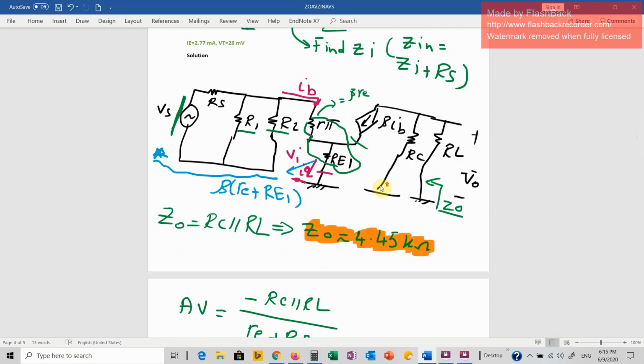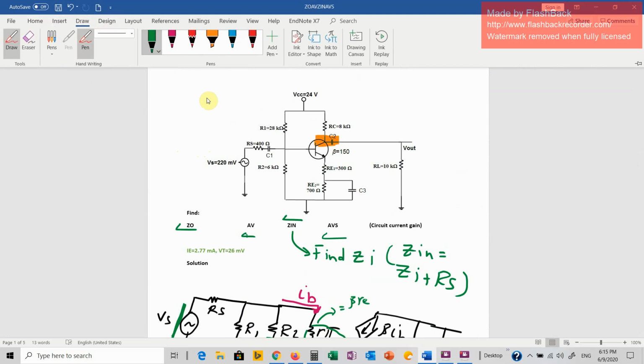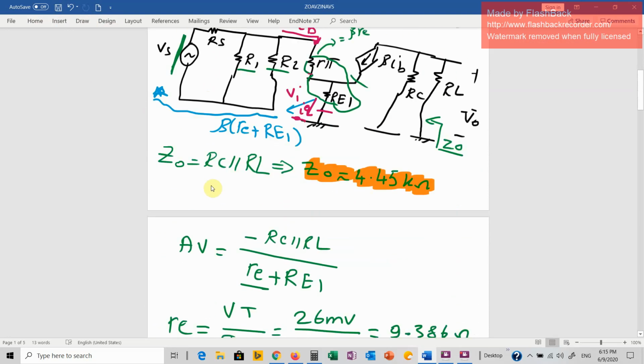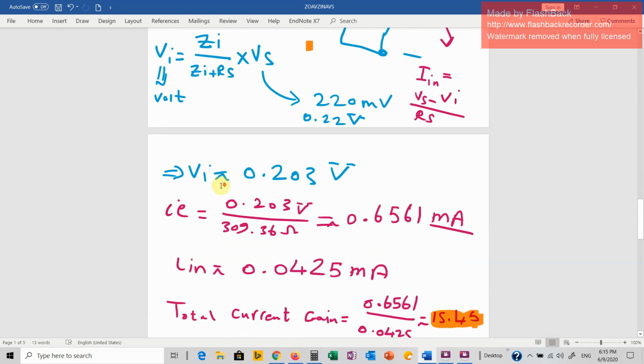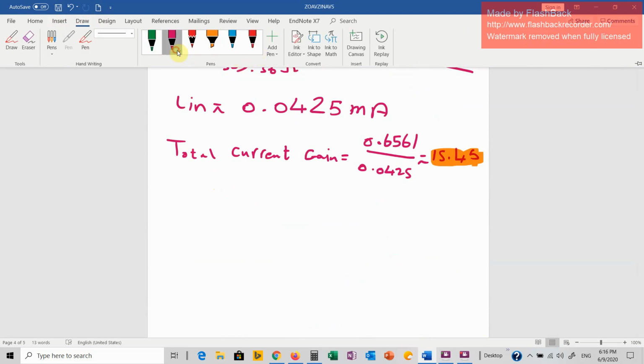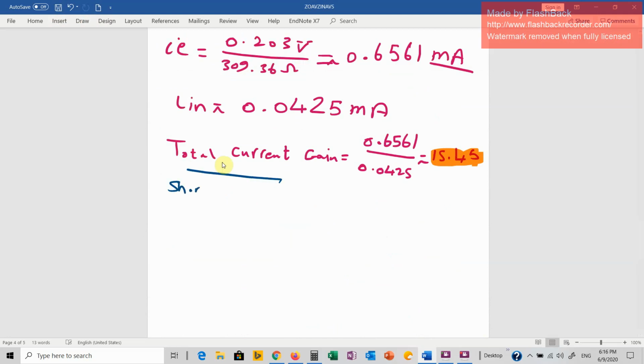And I told you I'm going to show you two methods. This is the first method to find the total current gain. There is a shortcut, and I'm going to show you from where this shortcut has come. So we can say this is a shortcut. How? We know what is the shortcut to find current gain.